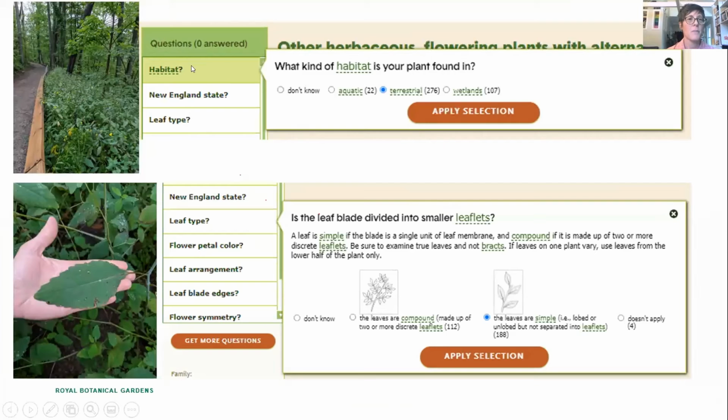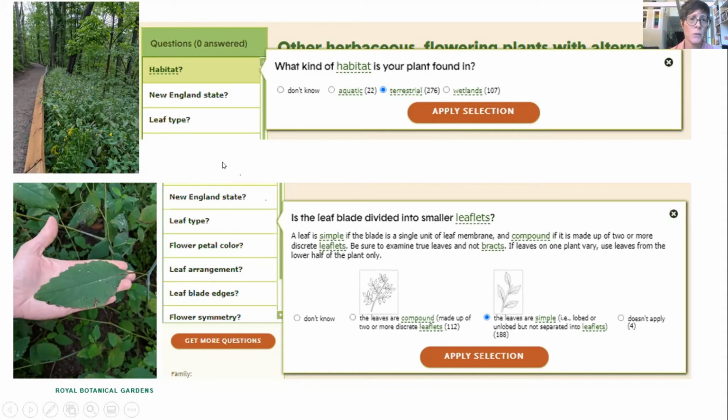The first question up on top is the habitat, and it's an easy question. It's just, is it aquatic? Is it terrestrial? Or does it grow in wetlands? The difference between aquatic and wetlands is aquatic plants are submerged. Wetland plants grow out of the water. It is terrestrial, so I choose terrestrial, and I can see here that it's narrowing it down to 276 possible plants. And I hit apply selection.